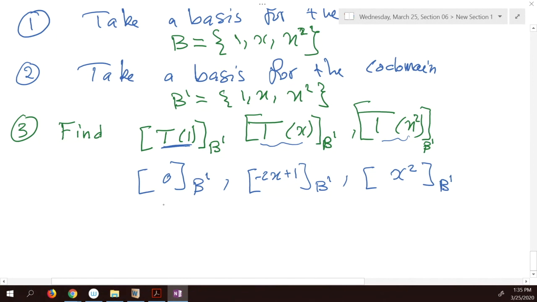So now, what is the coordinate vector here? The coordinate vector of 0 with respect to B prime. We are still using B prime, the same basis, 1, x, x squared. Can someone give me the coordinate vector here? You got it. So 0, 0, 0. The coordinate vector is 0, 0, 0. What about the second coordinate vector here?